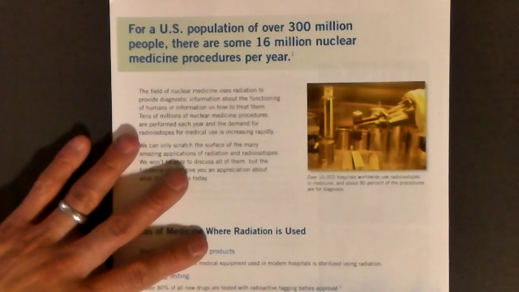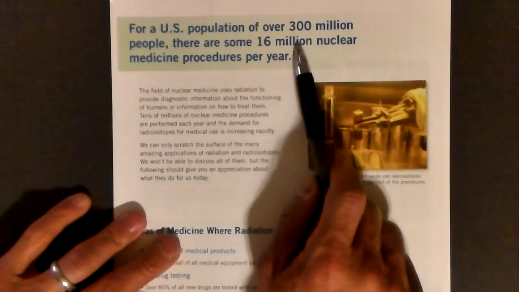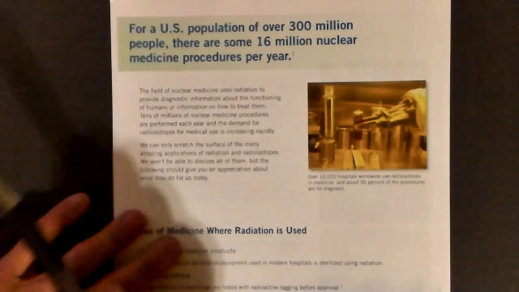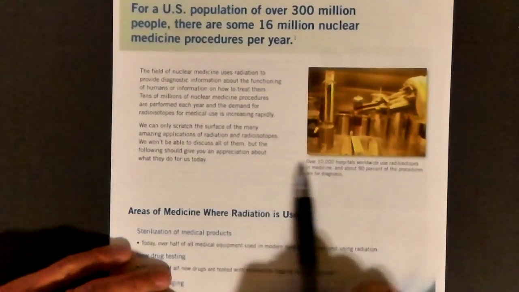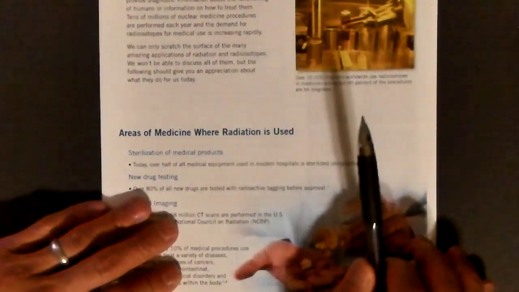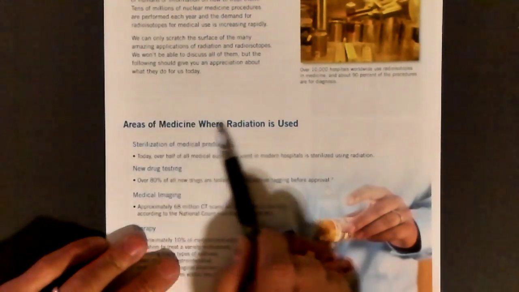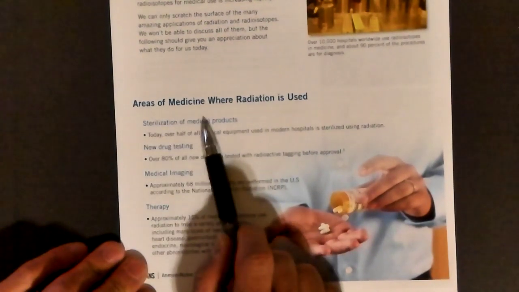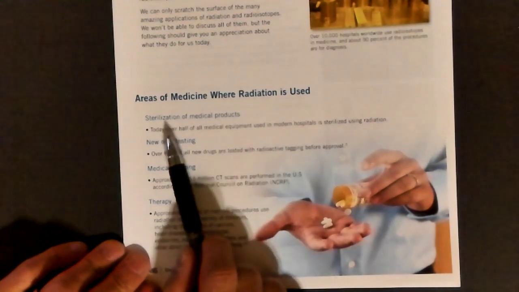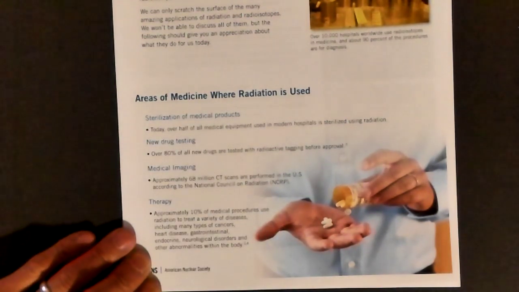So, the US population is over 300 million people, and about 16 million nuclear medicine procedures are done each year. And there's various different ways that nuclear medicine is used. So one is just directly using radiation, okay, and let's talk about the various uses of radiation in general. So we can use radiation to sterilize medical products.